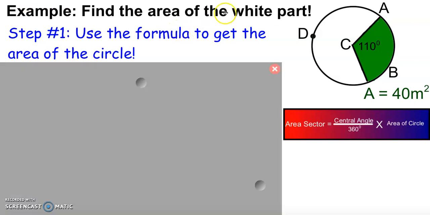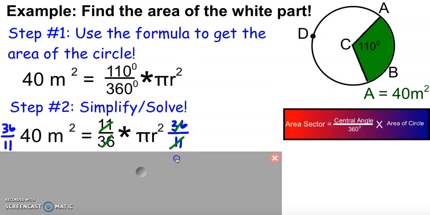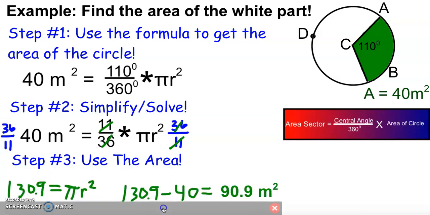All right, same problem, but I want to get the white part. Okay, how do I figure out the white part? Same deal. It's the same exact problem as the previous one. So we've got to figure out the area of a circle. So this is going to be 110 over 360 times pi r squared equals 40. I'm going to simplify it. I'm going to get the area of the circle at 130.9.